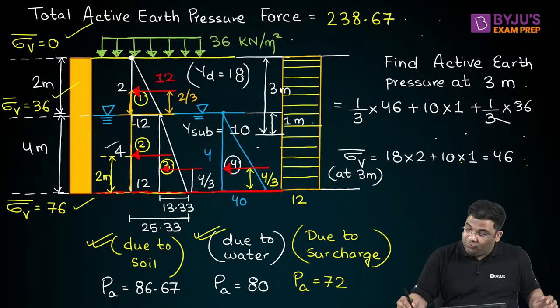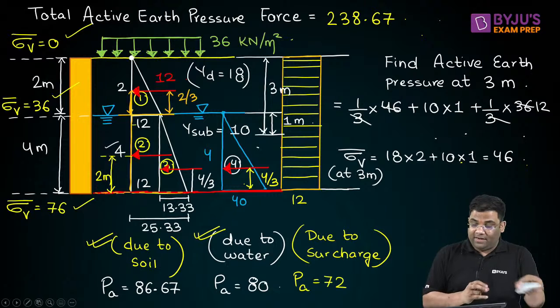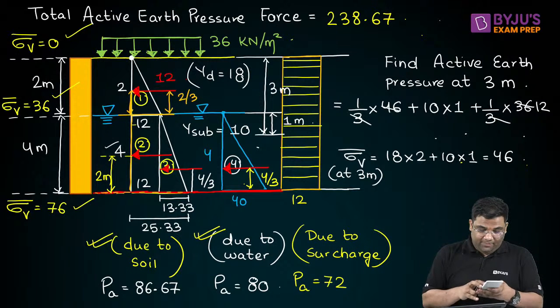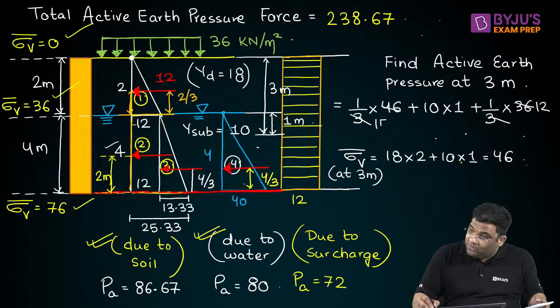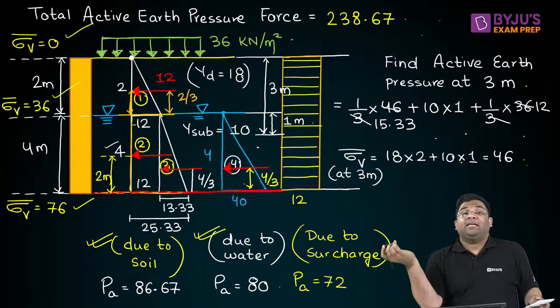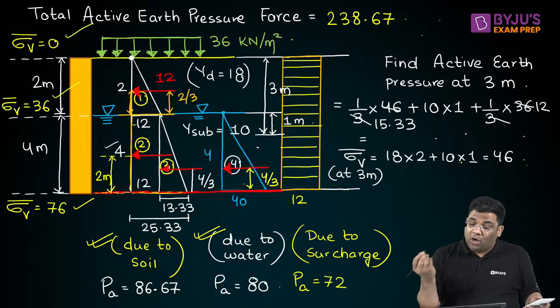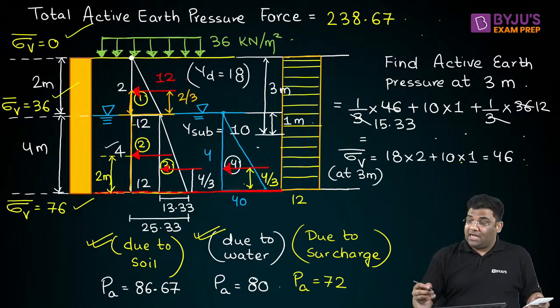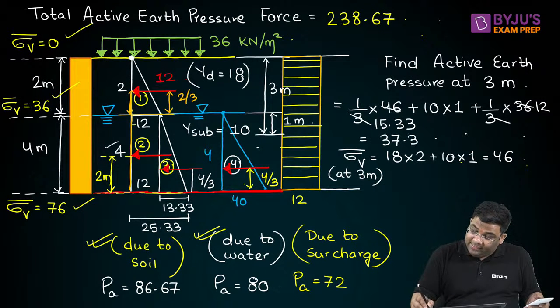So I am getting here 12. So 12 plus 10, and 46 divided by 3. 46 divided by 3 is 15.33. Somebody answered 15.33, but that was due to only soil. They have asked you total earth pressure. That means you have to take the effect of soil plus water plus surcharge. You're getting 37.33 kilonewton per meter square.